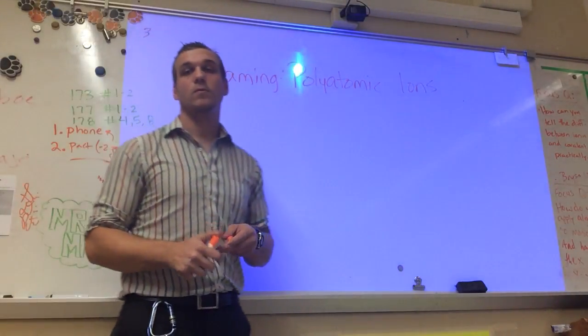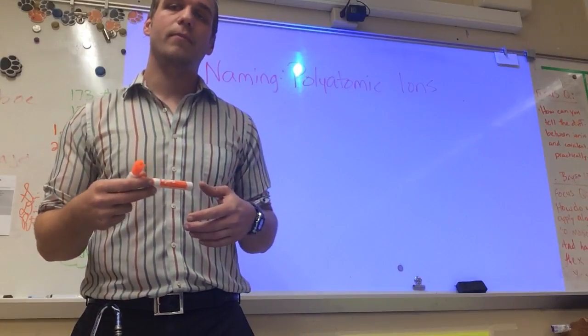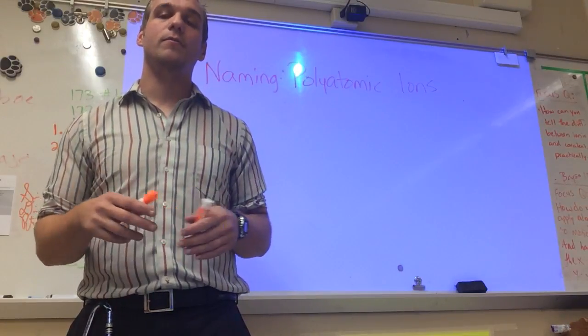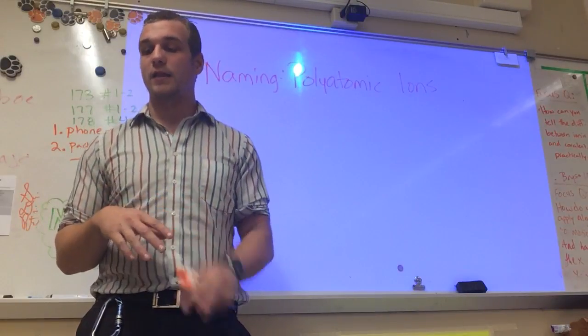All right, we're going to do naming polyatomic ions. This is the second to last video that we're going to do. If you'll recall, your polyatomic ions are the 13 that you had to memorize. They were in bold on your polyatomic ion sheet.